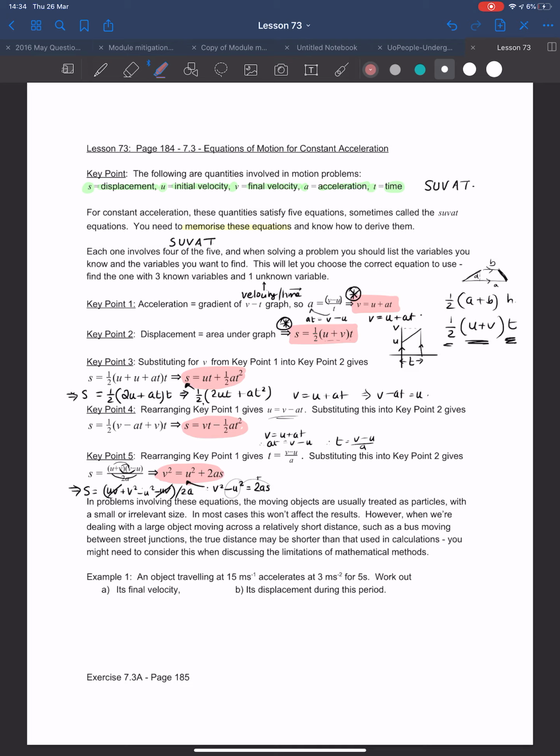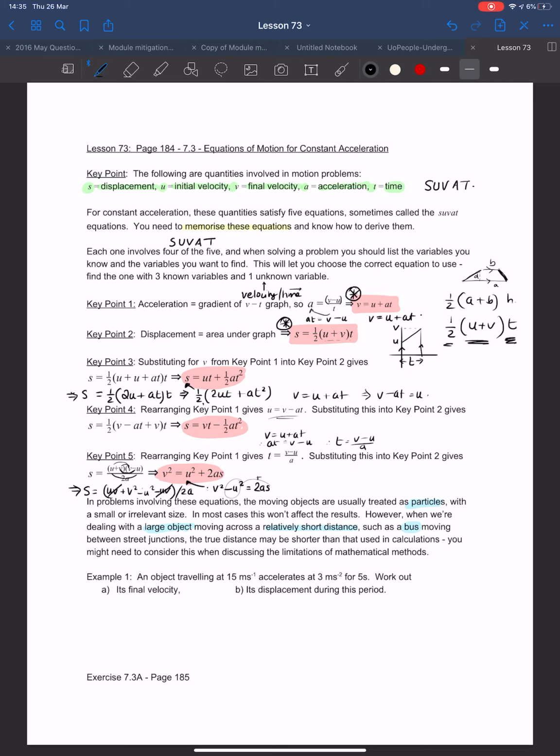Okay. Little paragraph here of notes. In problems, the moving objects are usually treated as particles with a small or irrelevant size. That means that things like air resistance or some other external forces won't really affect them so much. But if we've got a large object, such as a bus, moving short distances, the true distance may be shorter than that used in calculations. Don't worry about that. They work best for particles.